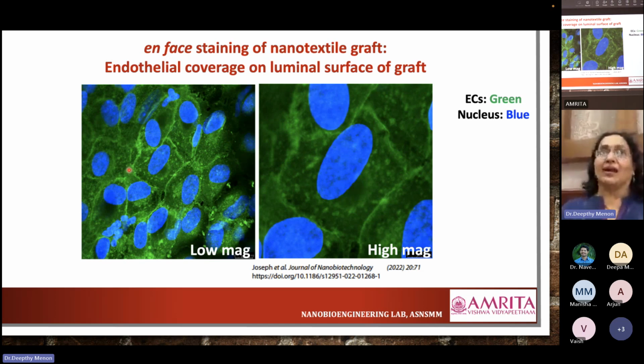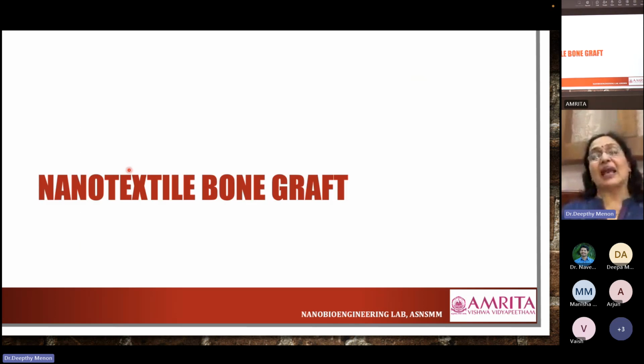So there we are, we are able to prove that nanofibrous materials can actually go a long way in developing different kinds of implantable materials. And this is the last story with nanotextiles.